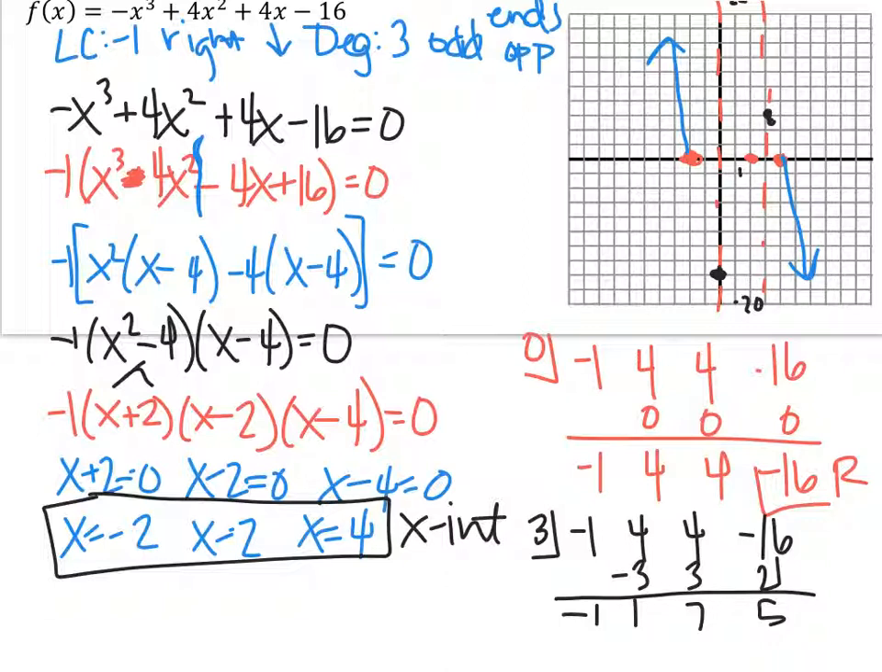So from there, I just need to connect the dots. So I just need to go from my x-intercept down to -16, up to my x-intercept, up to 5, and then to connect my last x-intercept. So that's how you graph your polynomial.